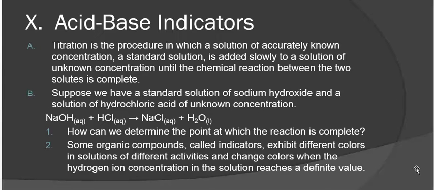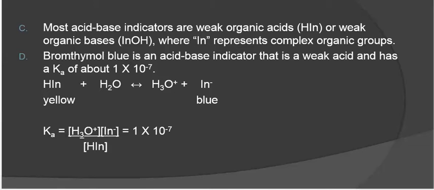Titrations are procedures in which a solution of known concentration is added to a solution of unknown concentration until the reaction between the two is complete. Let's suppose, for example, we have a standard solution of sodium hydroxide, so I know the concentration of sodium hydroxide, and a solution of hydrochloric acid of unknown concentration. How do you know the point at which the reaction is complete? Well, we're going to use organic compounds that are called indicators that change color between the acid form and the base form. So we're going to use acid-base indicators to determine when the end point occurs in a reaction.